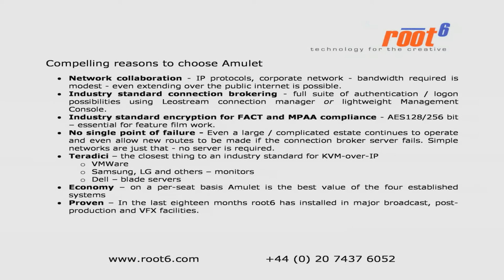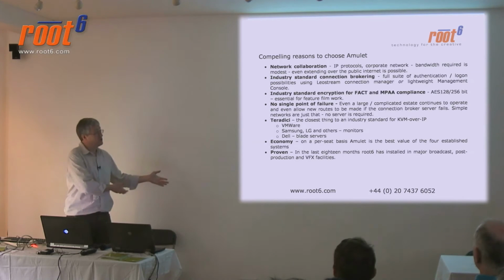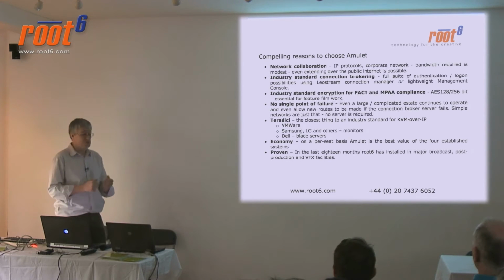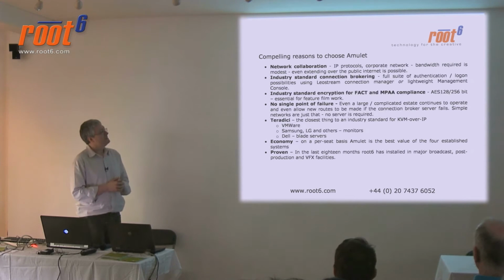So some compelling reasons for choosing Amulet or a similar type system. Network collaboration. It is the case that Ethernet networks are ubiquitous. There's Cat5, Cat6, Cat7 cable running throughout all our facilities, and we've got big racks of switches in our machine rooms, and even the smallest boutique facility will have a little closet where you've got an Ethernet switch and those kinds of things.